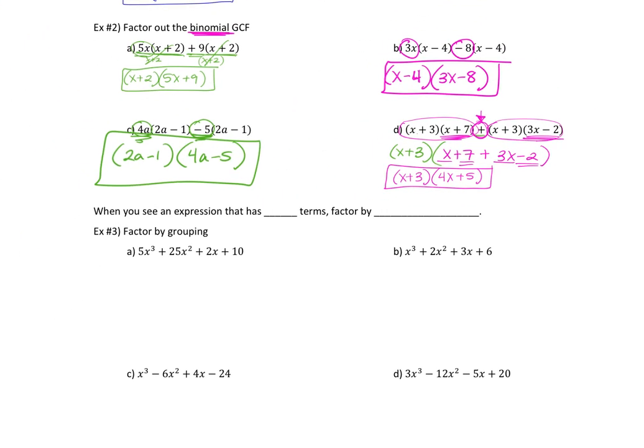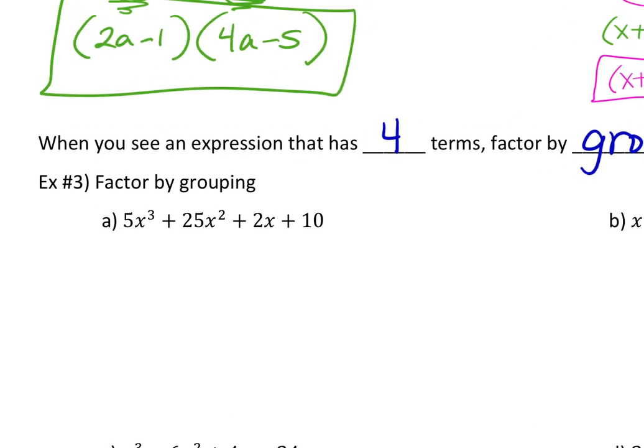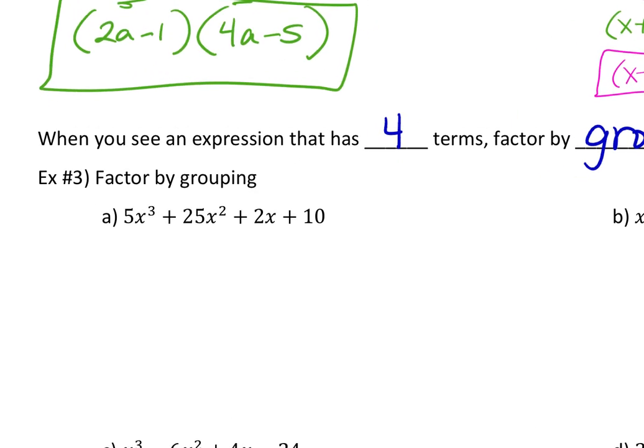I love this one, factor by grouping. Maybe you've done this before, maybe you haven't. But when you see an expression that has 4 terms, you are going to factor them by grouping them. Okay, so there's 4 different terms. Notice, at least on this one, and a lot of the time on factor by grouping problems, not always, but a lot of the time you're not going to be able to find a GCF.